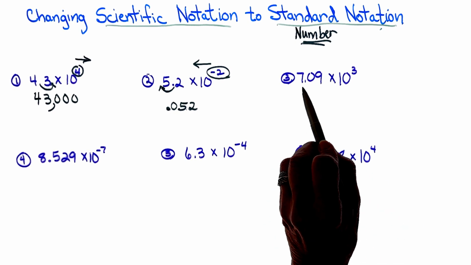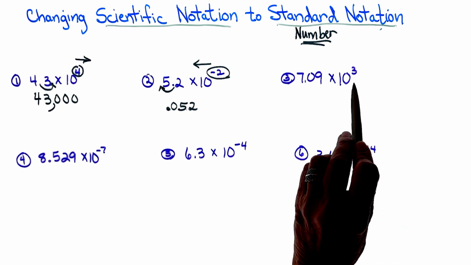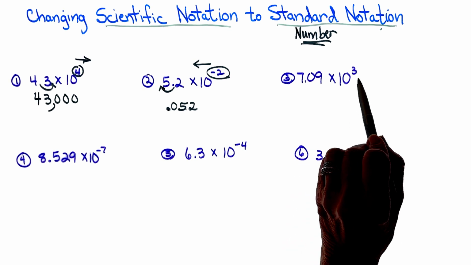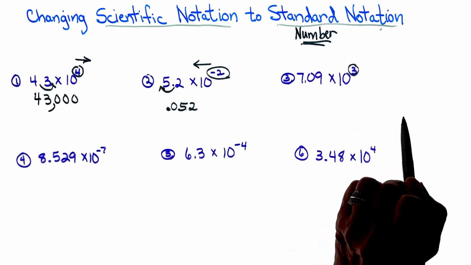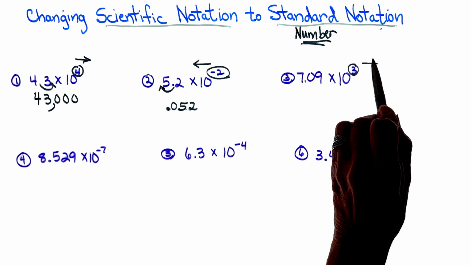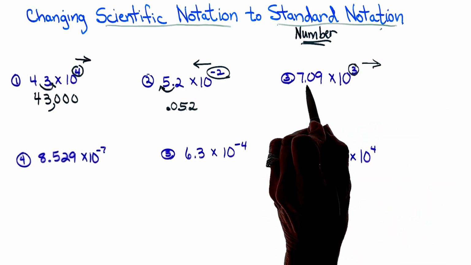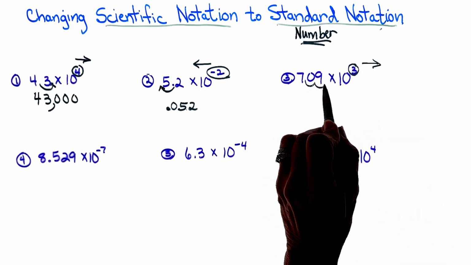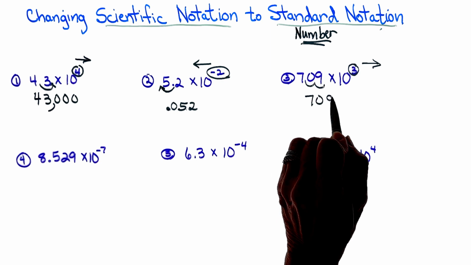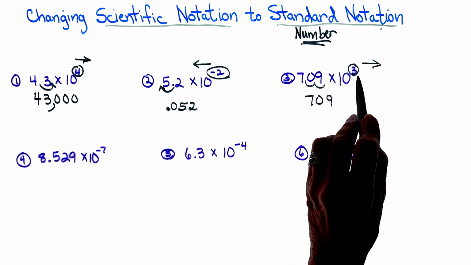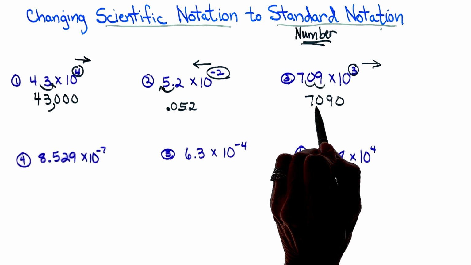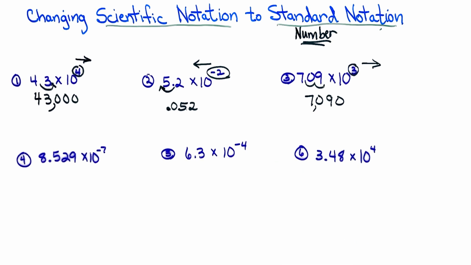Looking at 3, 7 9/100 times 10 to the 3rd power, or 10 cubed. This is a positive number, so I know my decimal point is going to go to the right. I'm counting 1, 2, so 709, and we know 2, we need 1 more to make 3. So that number is actually 7,090.